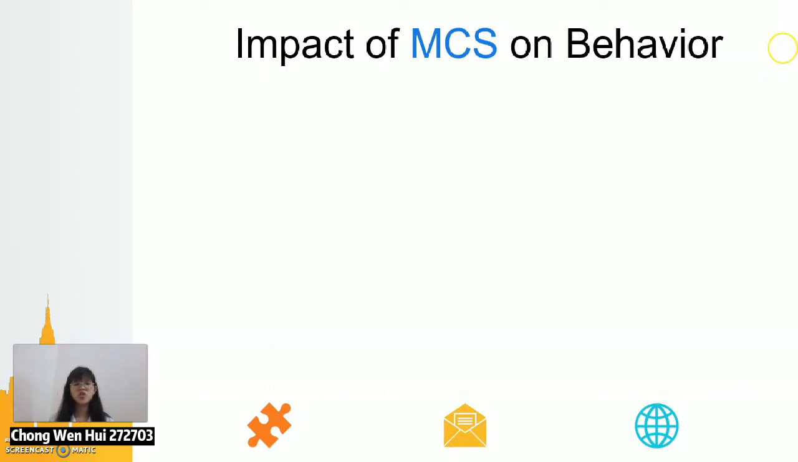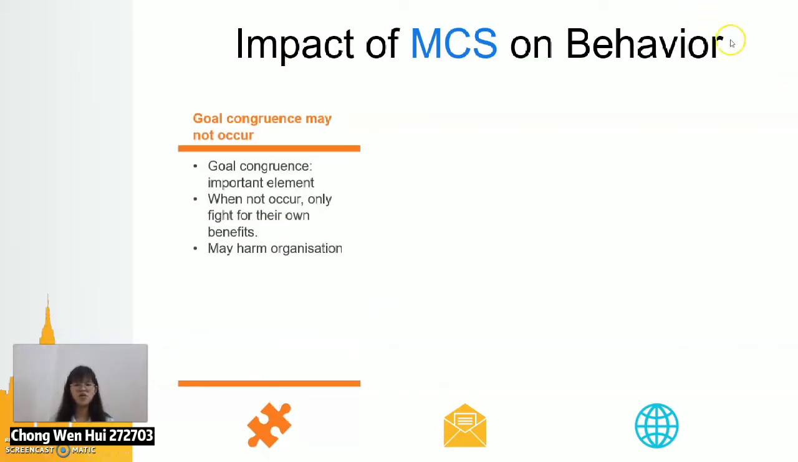However, many managers try to implement the new system without considering the behavioral implications and consequences of an MCS. Hence, some negative impact may occur. And the first consequence is goal congruence may not occur.